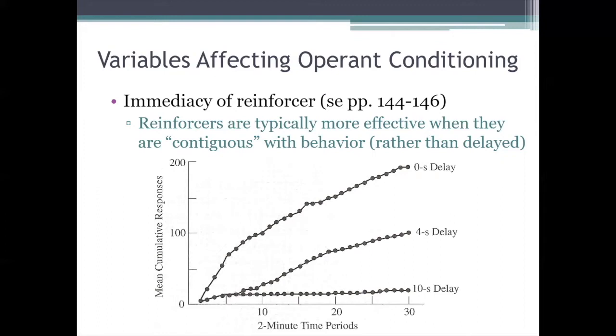Now, people and animals can learn to perform behaviors that result in delayed reinforcers, but it takes longer. It isn't as efficient a way to learn because other behaviors that occur during the delay wind up being more contiguous with the reinforcer than the behavior that actually produced that reinforcer is. So, immediate reinforcers tend to be more effective than delayed ones, and that's fairly obvious. So, the contiguity between the behavior and the reinforcer matters.